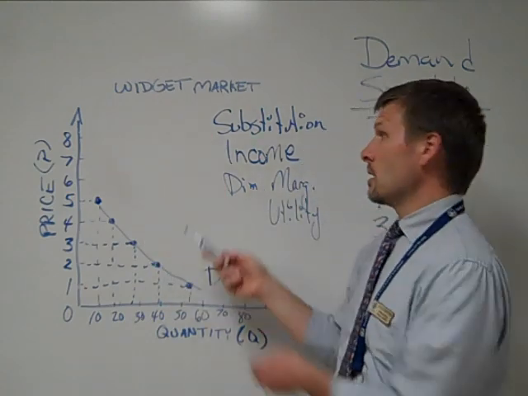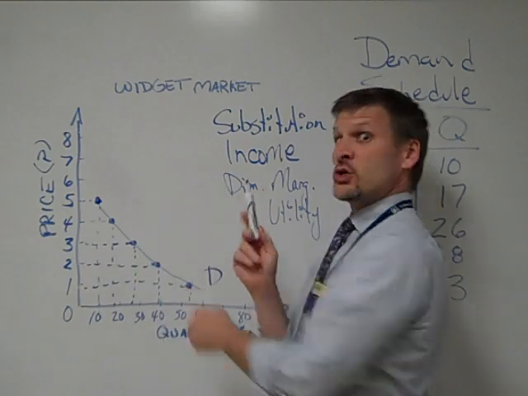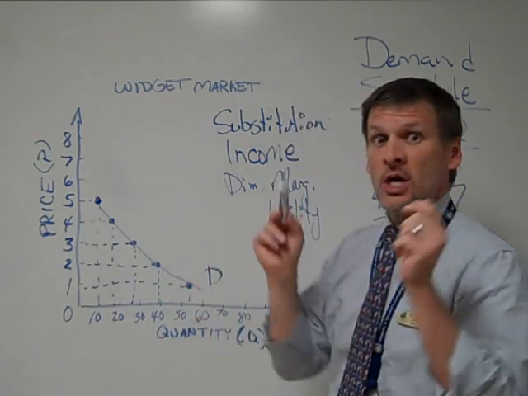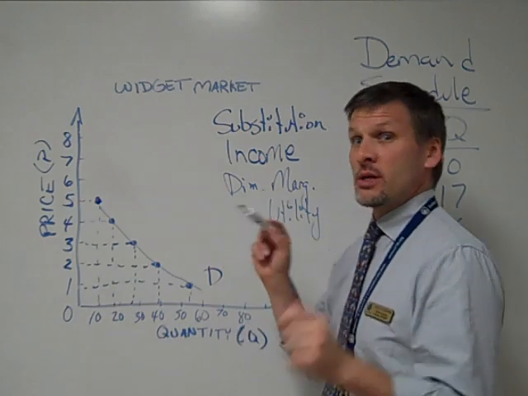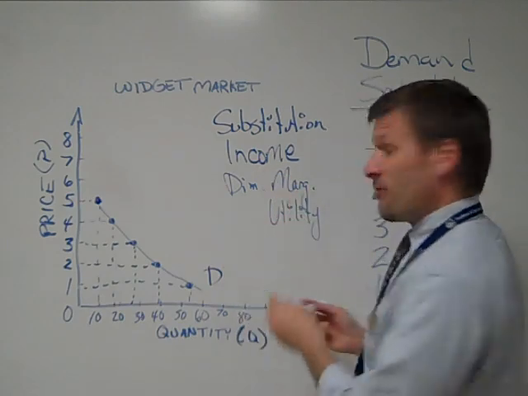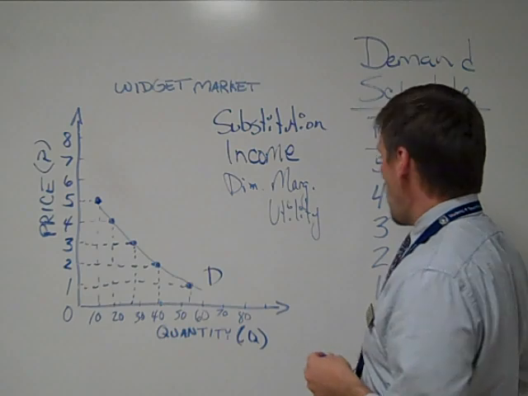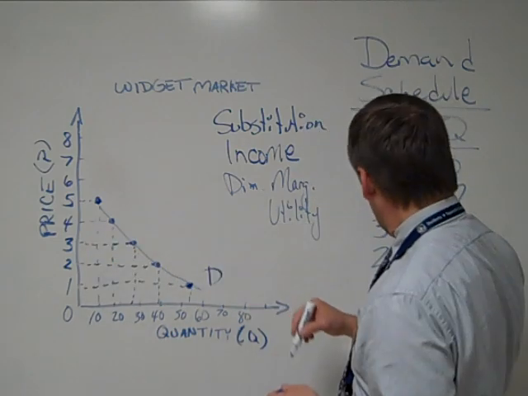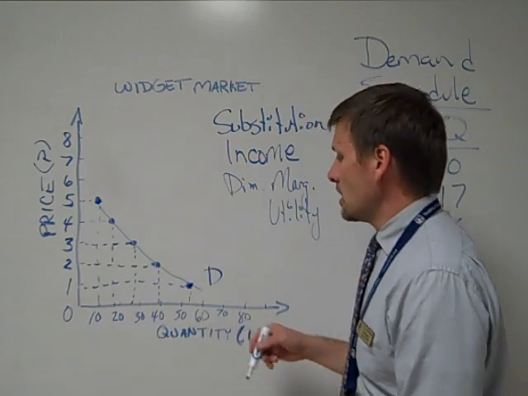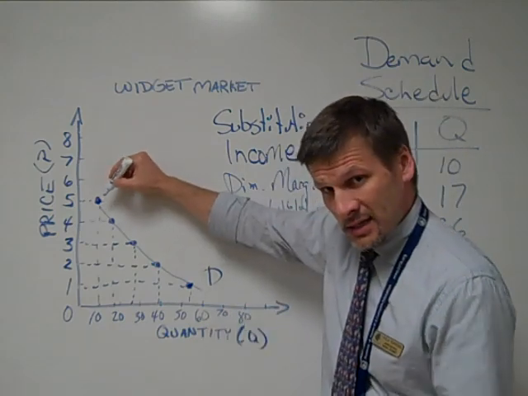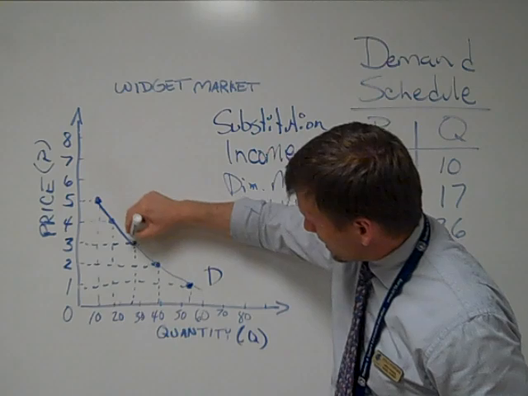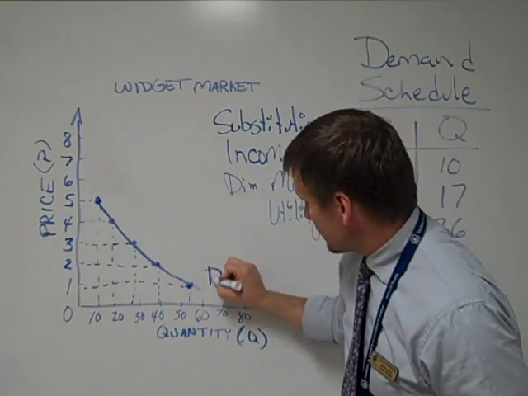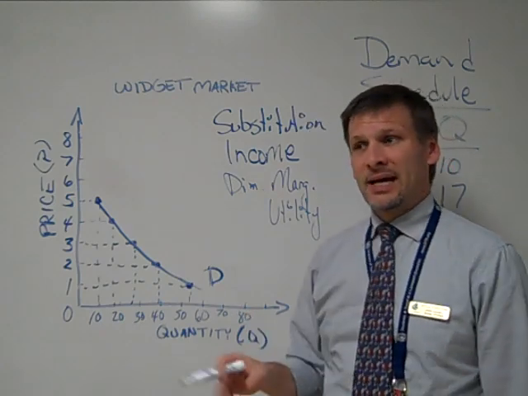Widgets, by the way, properly headed. Make sure, folks, your tables and your graphs are properly headed. Always make sure that you define the market that you're describing. And finally, at a price of 1 we're going to demand 53 units. When we connect the dots and produce a line of best fit, we get this downward sloping demand curve, which I'm going to label D for demand.